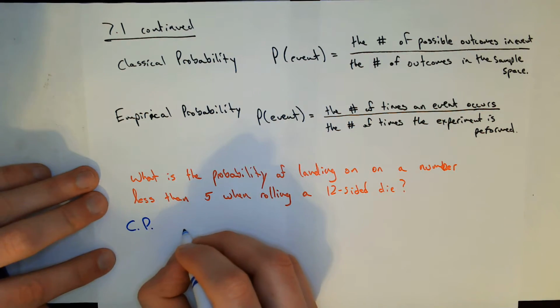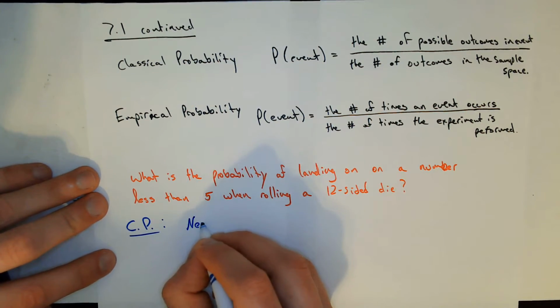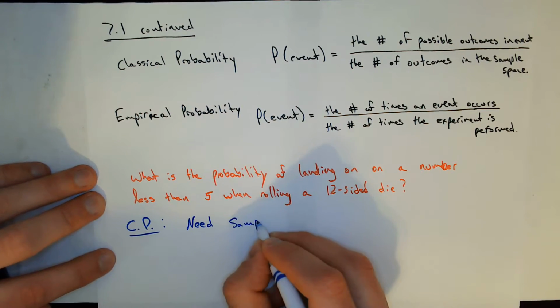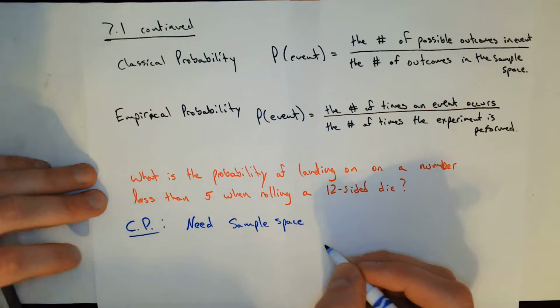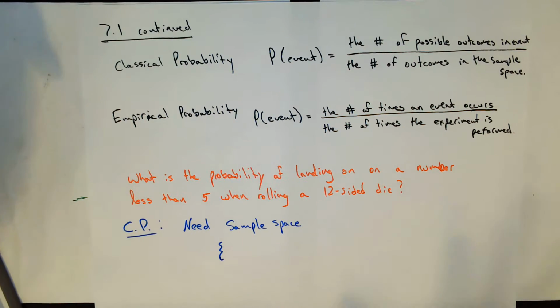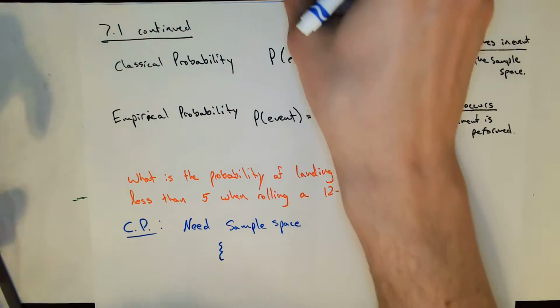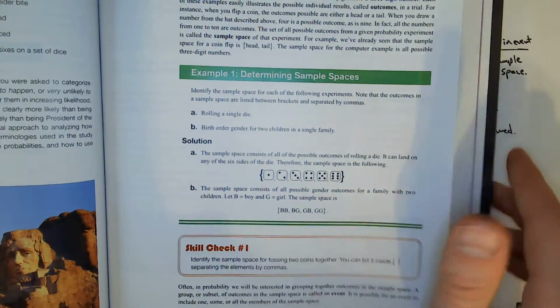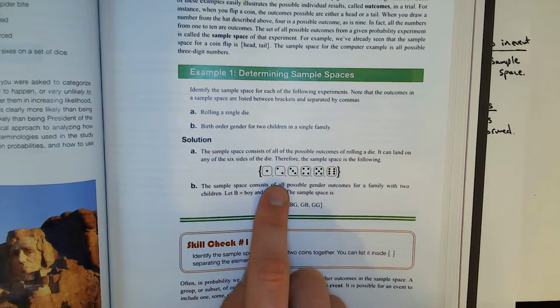So what do I need? To calculate classical probability, I need the sample space, and I need to know the number of things in the sample space. My sample space is the set of total possibilities that can happen when rolling a 12-sided die. Last time, in the 7.1 video, which you should watch before this, we listed the sample space for a 6-sided die by literally drawing the picture.